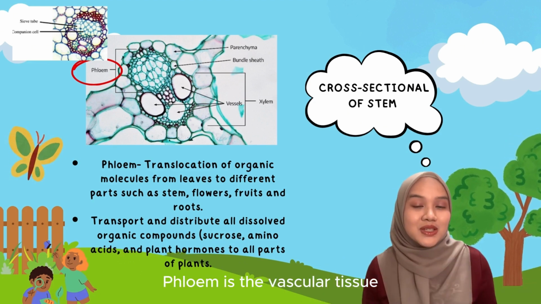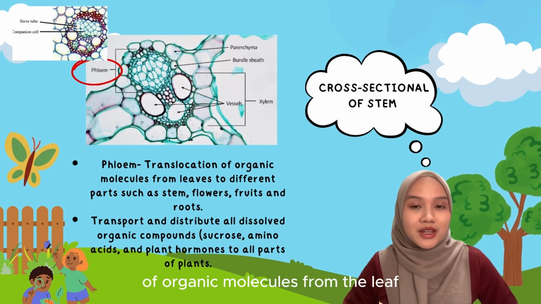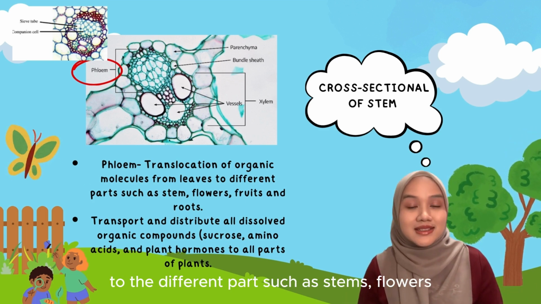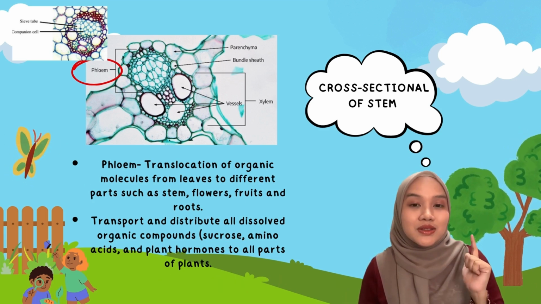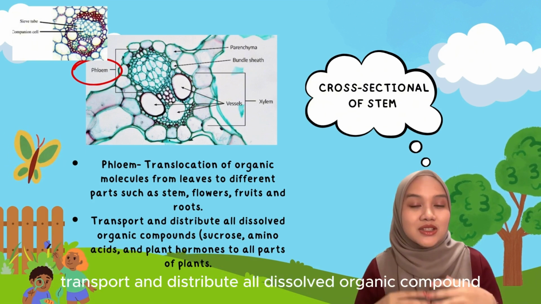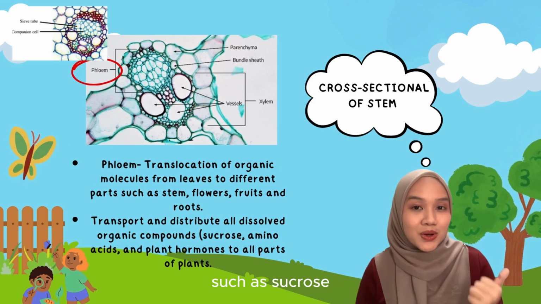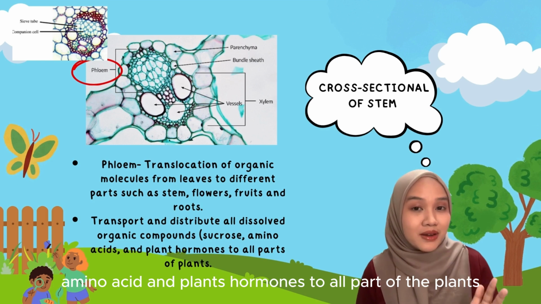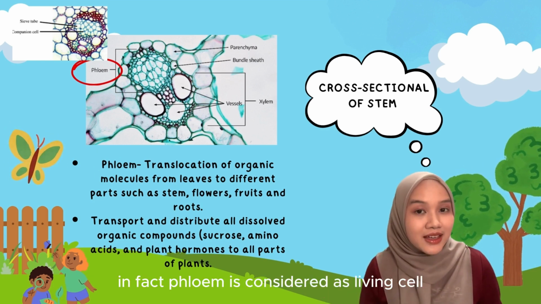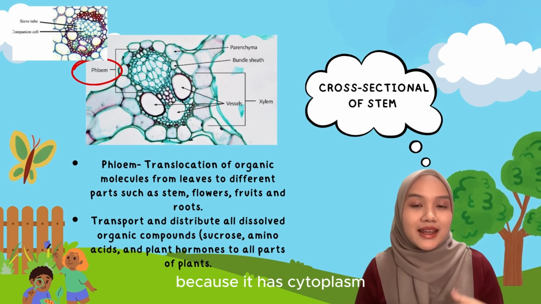Phloem is the vascular tissue responsible for the translocation of organic molecules from the leaf to the different parts such as stem, flowers, fruits, and roots. Phloem tissue transports and distributes all these organic compounds such as sucrose, amino acids, and plant hormones to all parts of the plant. In fact, phloem is considered a living tissue because it has cytoplasm.